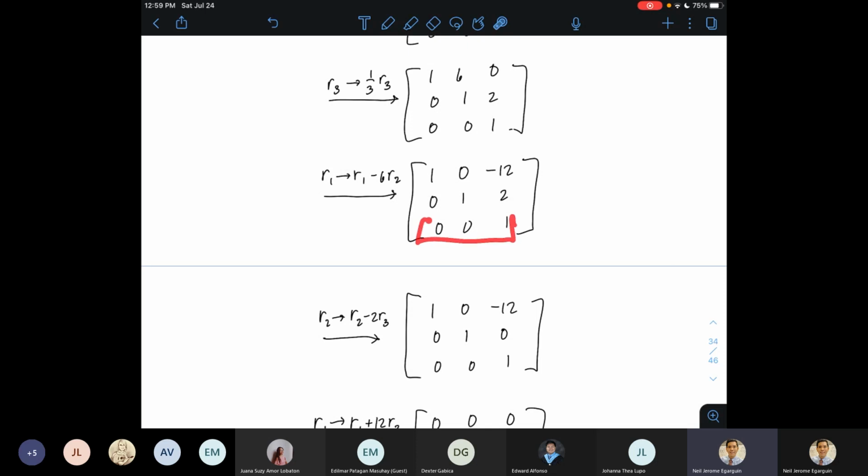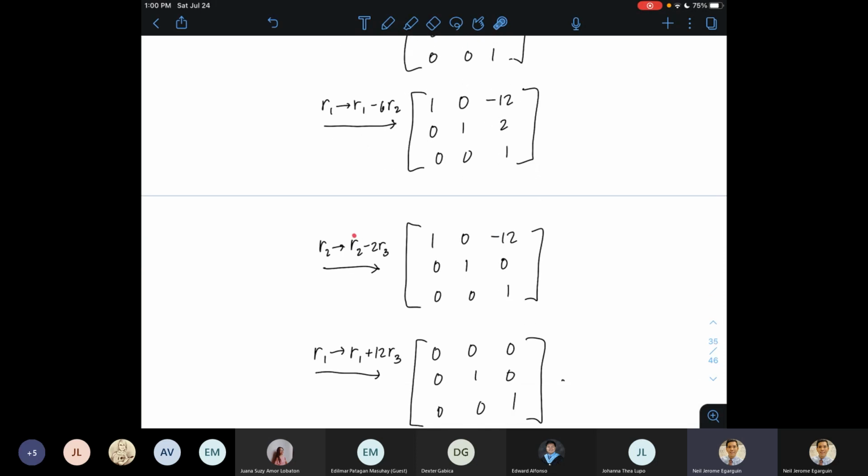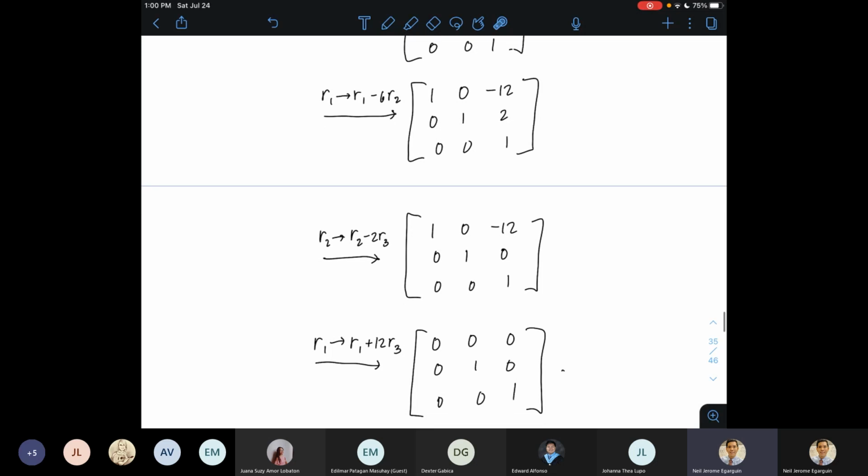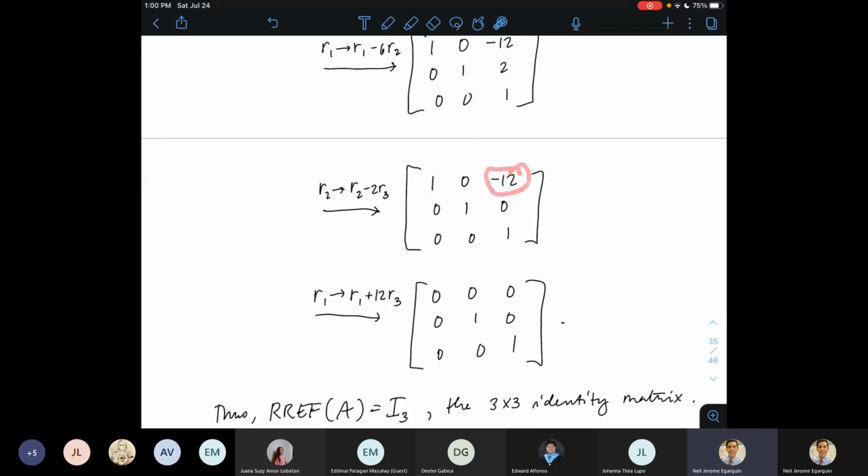Pero magagamit ko na yung third row kasi 0, 0 to, hindi nila maapektuhan itong mga entries na to. So if I'll do R2 first, I can replace R2 by R2 minus 2R3. So R2 minus twice R3, 0 minus 0, that gave the 0. 1 minus 2 times 0, that retained the 1 there, which is what we want to happen. And this is the crucial thing, 2 minus 2 times 1, so that's 2 minus 2, we get the 0.